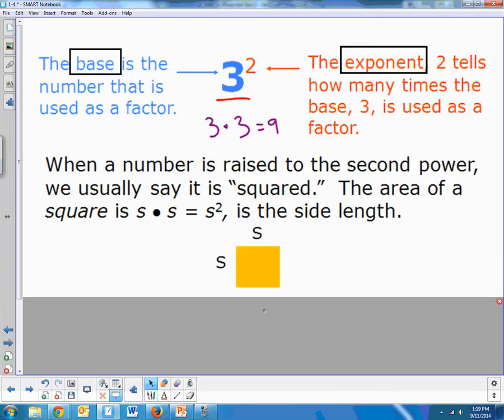Go ahead, pause it, draw that picture. So with that picture, if we look at a square and we wanted to find the area of that square, as it says right here, we would multiply base times height. We multiply s times s, side times side, which would give us s to the second power. And so that term squared comes from the idea that we have a square and we're finding the area. So when we see that power of 2, often it's referred to as squared.